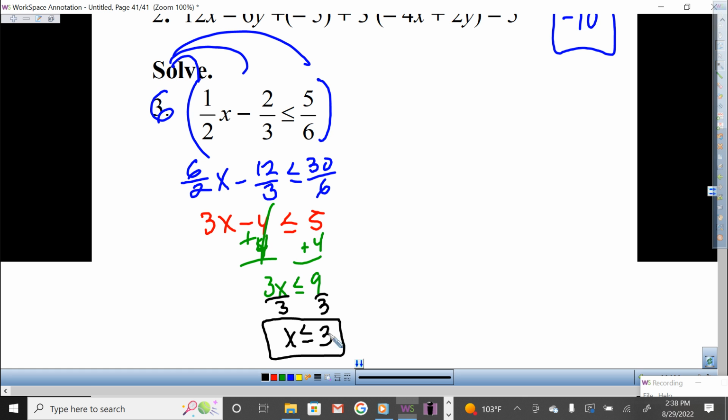Before I move on though, tell your neighbor why I didn't flip the inequality symbol, please. Why didn't I flip the inequality symbol? Yeah, because we didn't multiply or divide by a negative, all right?